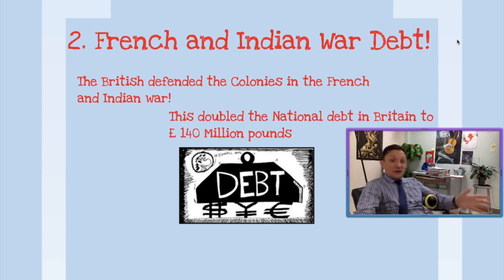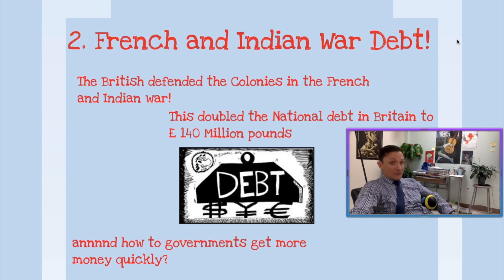Well, the British are still now going to be 140 million pounds, which is their economic currency, right? We have the dollar, they have the pound, right? They're going to be 140 million pounds in debt. That's doubling their national debt following this war. It was only 70 million pounds going into it, right?